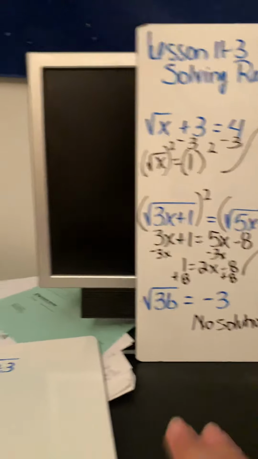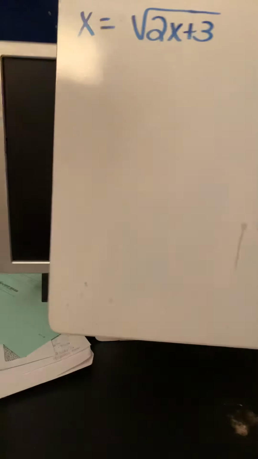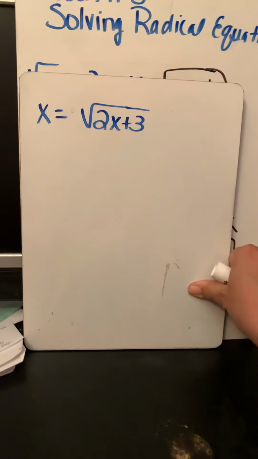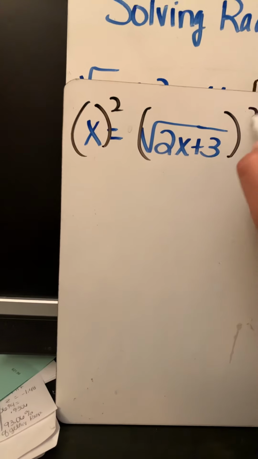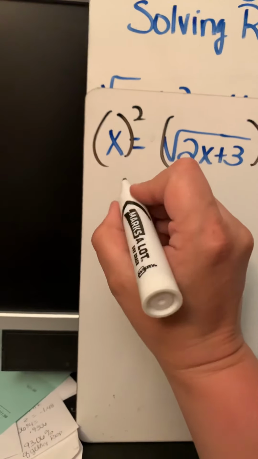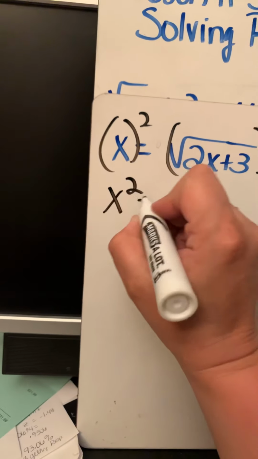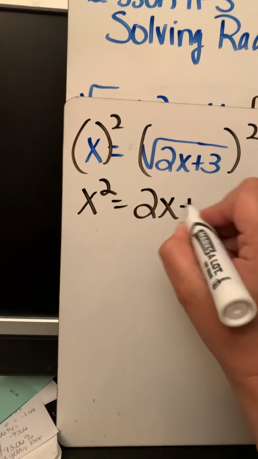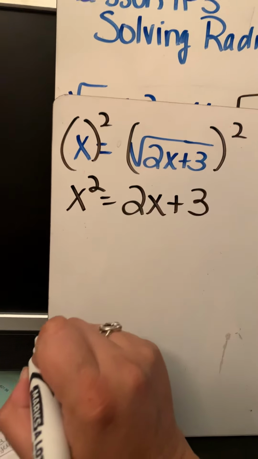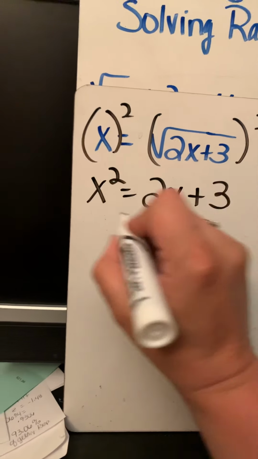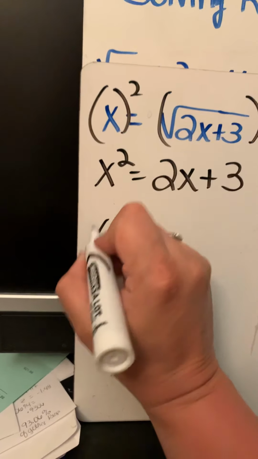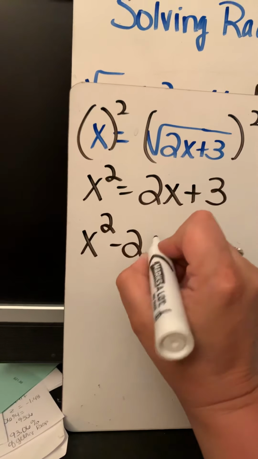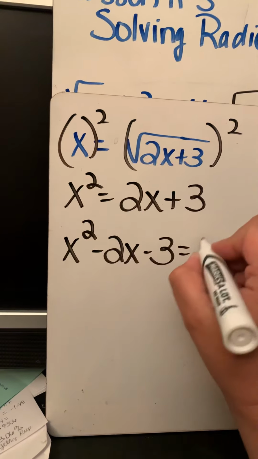Now I'm going to show you one other thing here. I don't know how many of these I'm going to have you do, but I'm going to show you how to do one more thing. So I'm going to square each side. On this side, I'm going to be left with x squared equals 2x plus 3. I'm going to set it equal to 0. So I'm going to take these two terms over across that equal sign. So what I have is x squared minus 2x minus 3 equals 0.